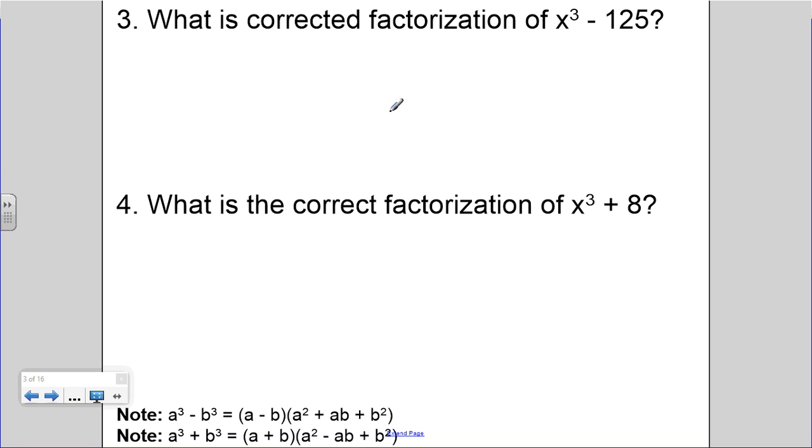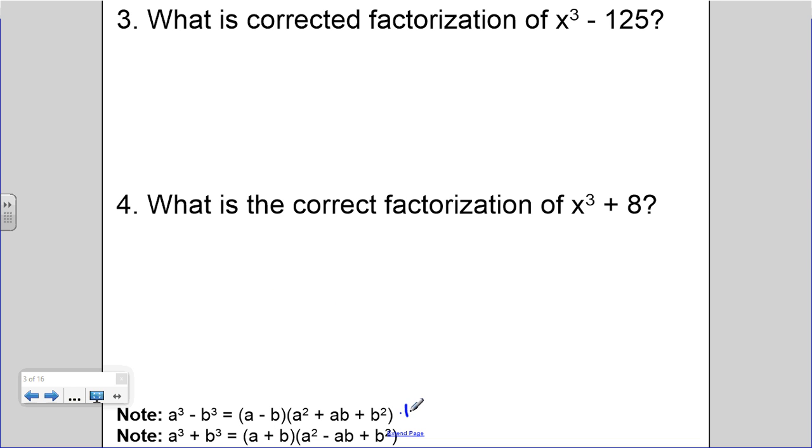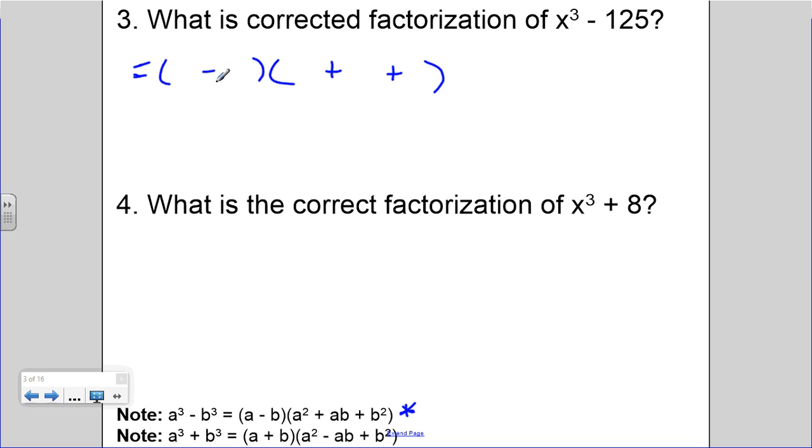3. What is the correct factorization of x cubed minus 125? So we have a difference of cubes. So we're going to use the first formula that's right here. So I need a little parentheses and a big parentheses. In the little parentheses, we need the same sign. In the big, we need the opposite first, and then always positive second. Again, remember to use SOAP. Same sign, opposite, always positive.